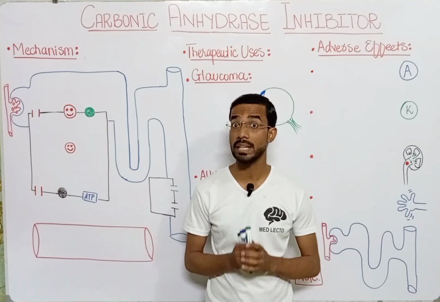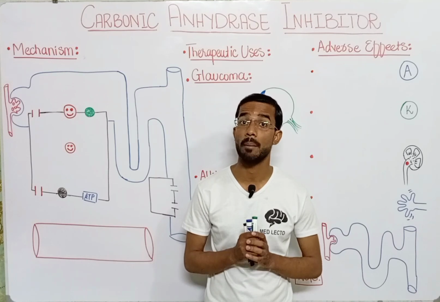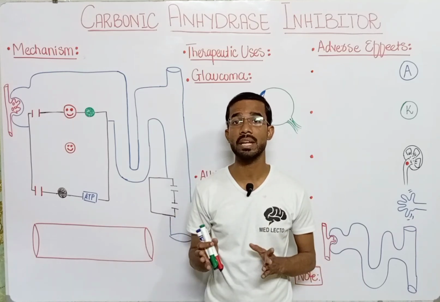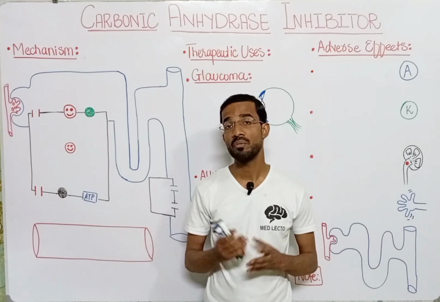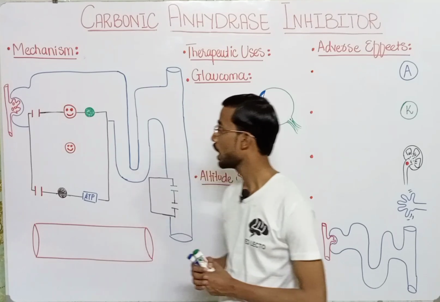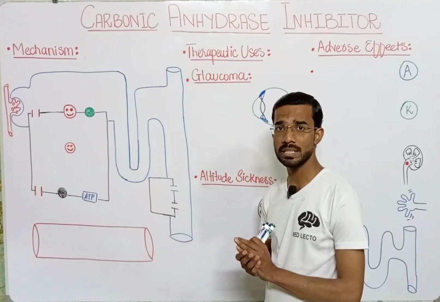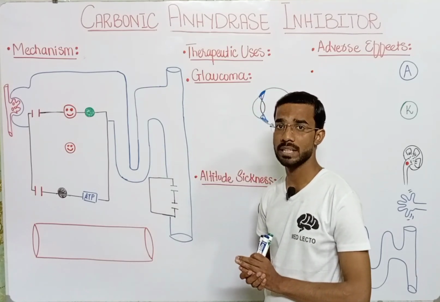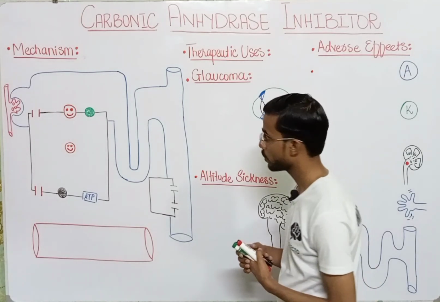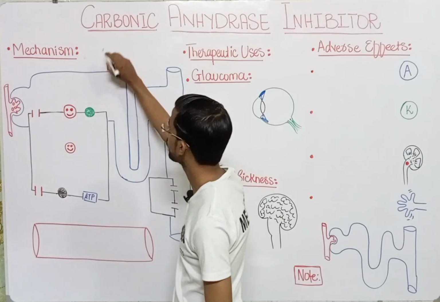The important inhibitor is acetazolamide, which affects all the carbonic anhydrase enzymes present in our body. So let's start. Before we discuss the mechanism of the carbonic anhydrase inhibitor, we should know some basic important points.